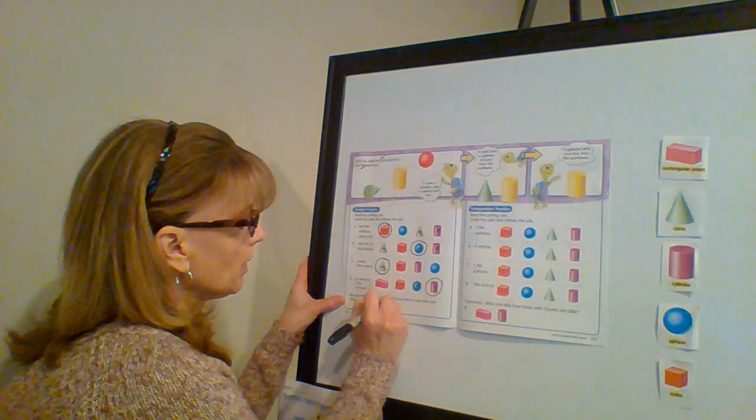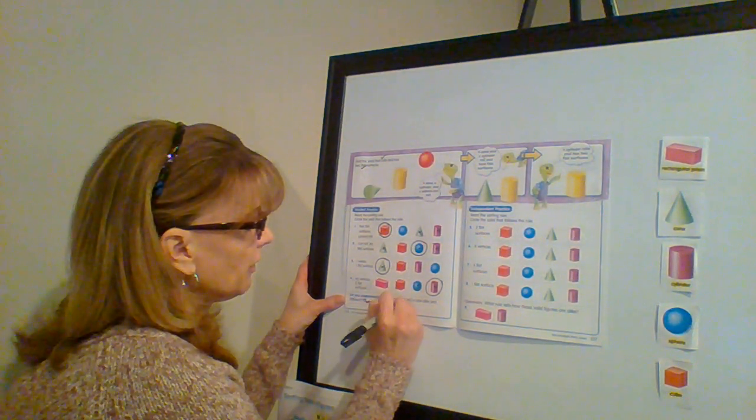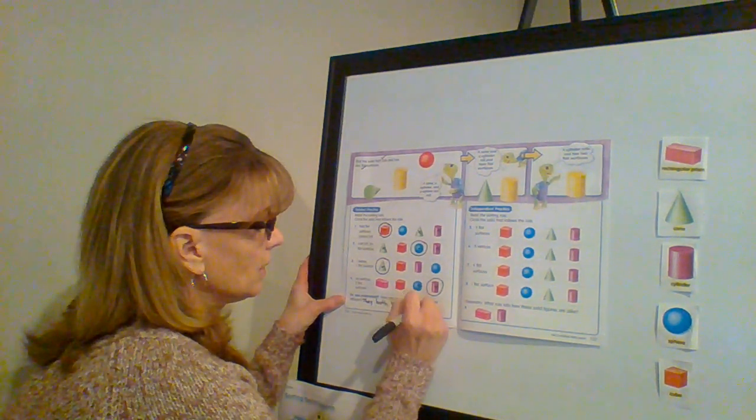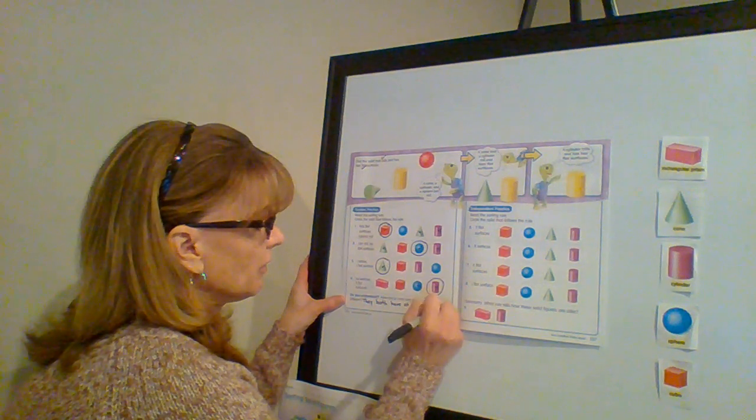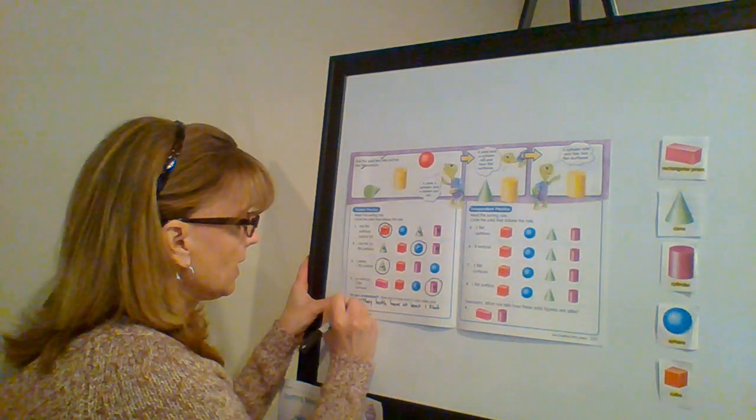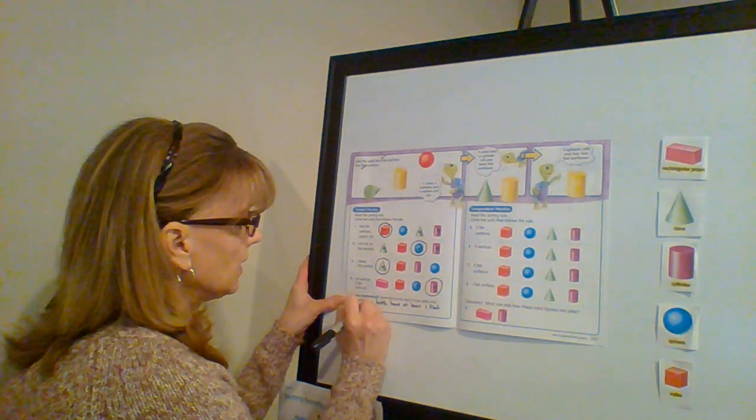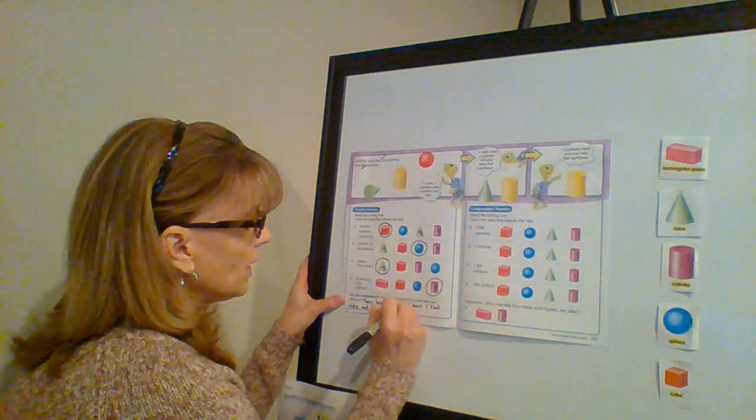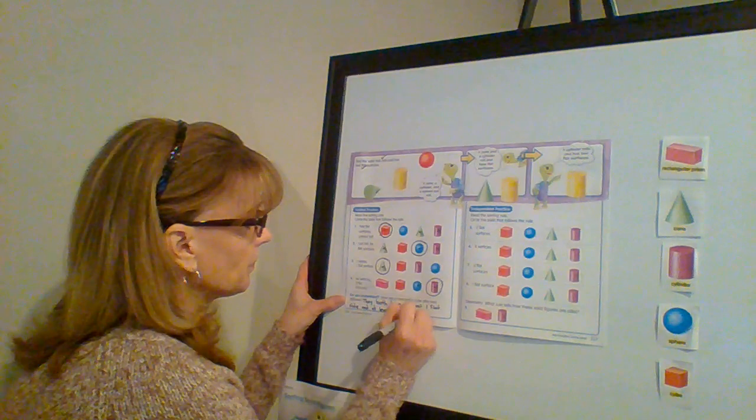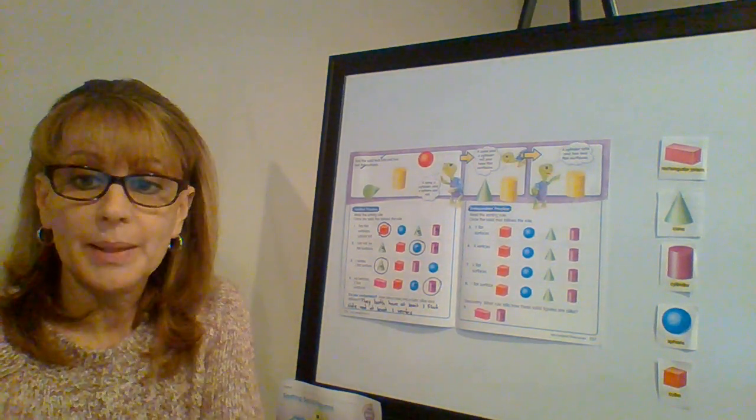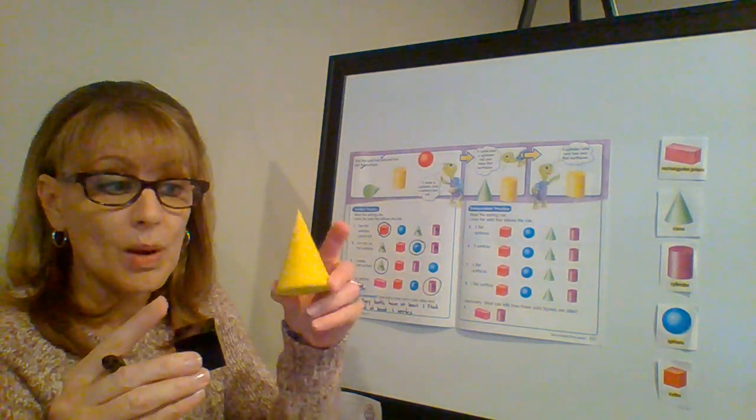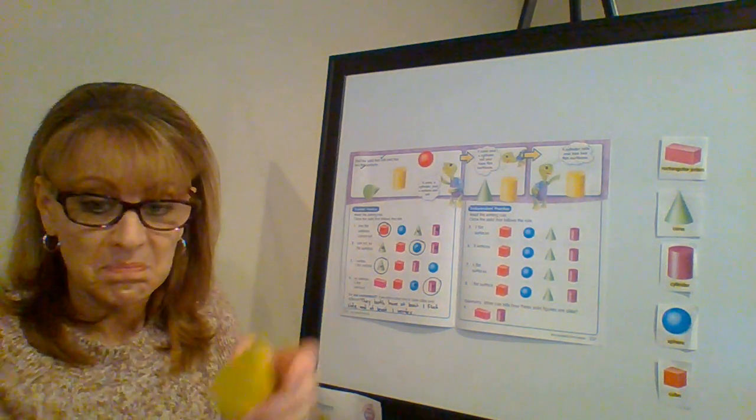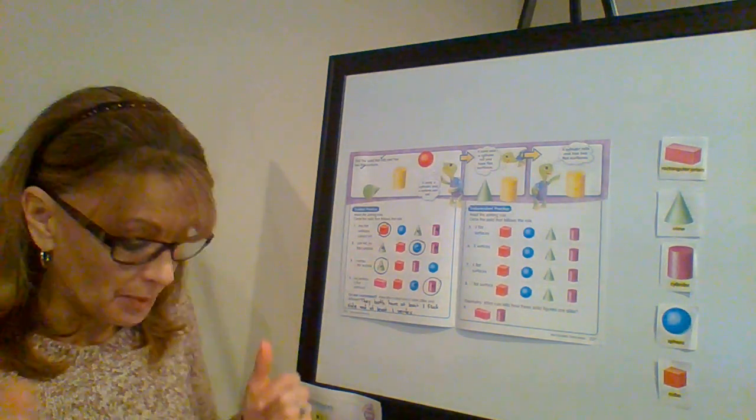They both have at least one flat side and at least one vertex. Do you agree? They have at least one flat side and they have at least one vertex. That rule would apply to both of them.